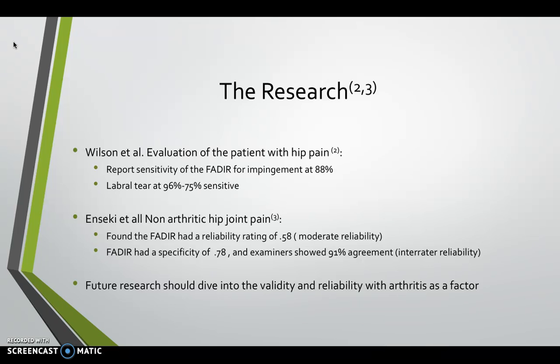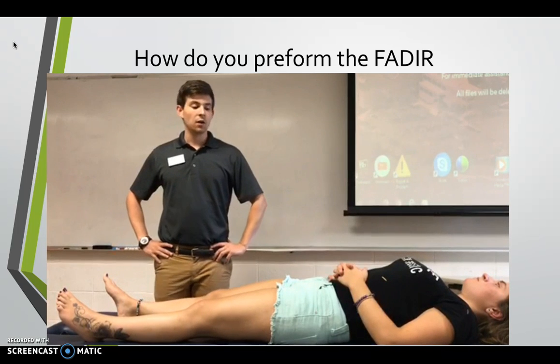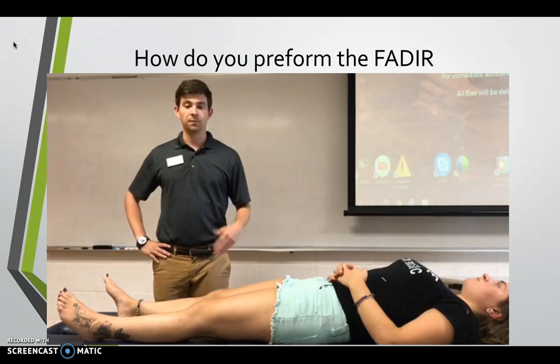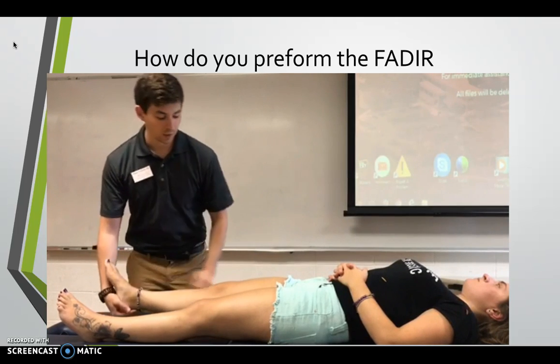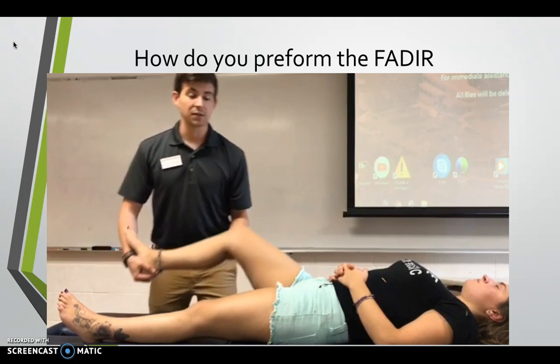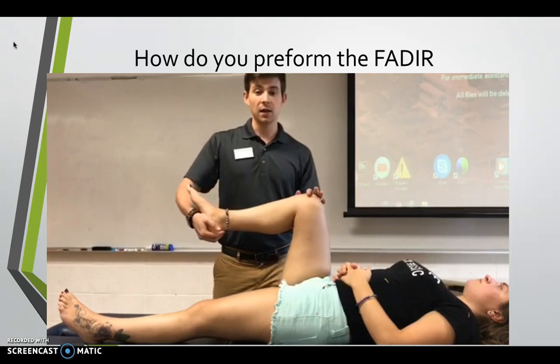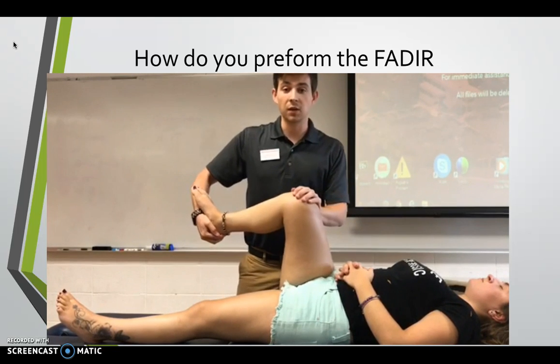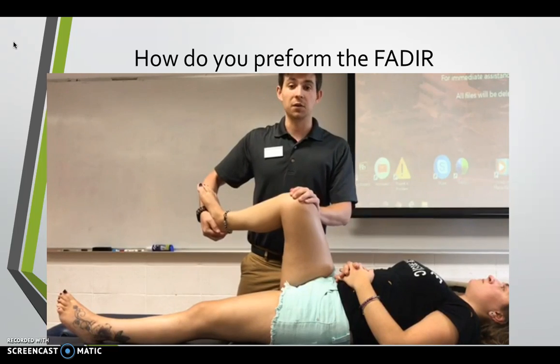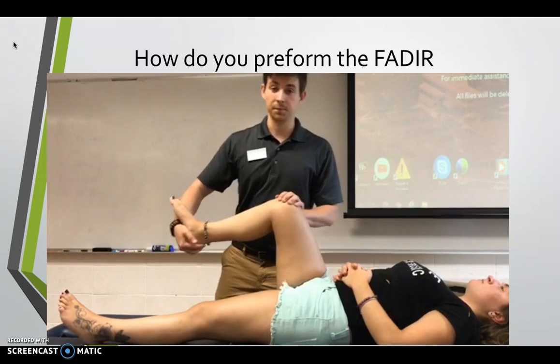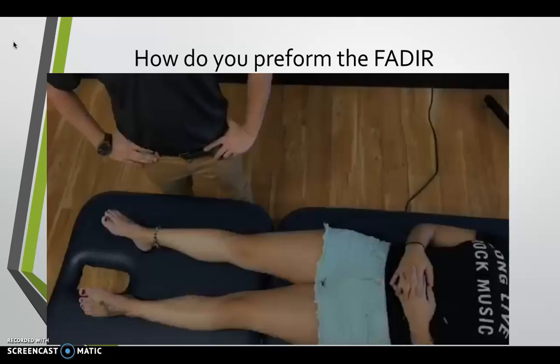To perform the FADIR, first start your patient off in supine. Then grab under the heel and under the knee. Flex the leg to 90-90, adduct the hip, and internally rotate with a little bit of overpressure. If there's pain, this is a positive finding. And now a view from the top.